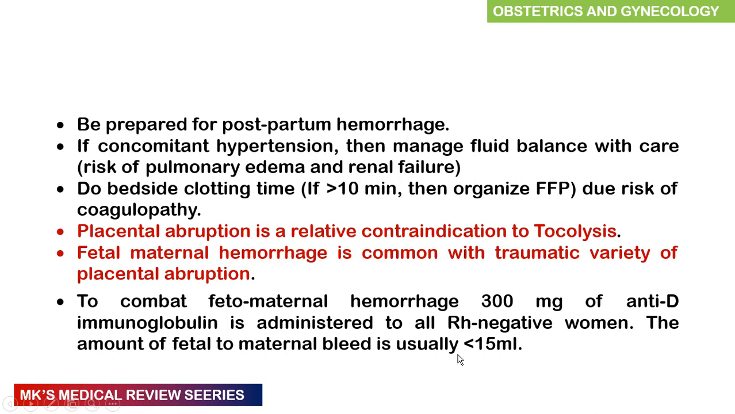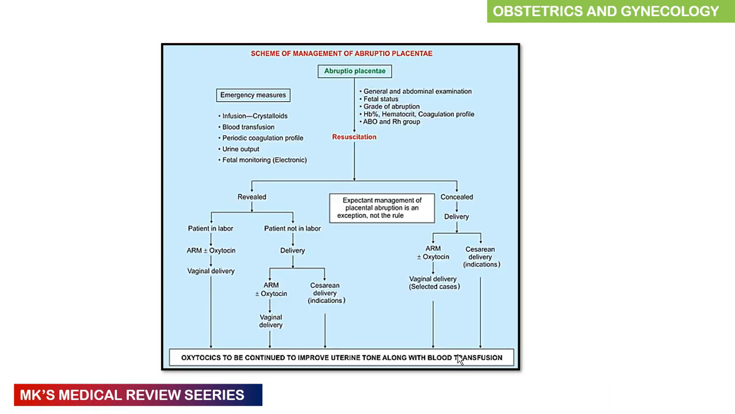Here's a schematic to help you with the management. So a woman comes in and you suspect abruptio placenta. We perform a general and abdominal examination. We check for the fetal status. We grade the abruption. And of course, we do an FBC. We check for hematocrit. We also do a coagulation profile, an ABO and Rh blood grouping. Emergency measures include infusion with crystalloids, a blood transfusion, periodic coagulation profiles, urine output monitoring, and fetal monitoring, preferably continuous. So we resuscitate the patient.